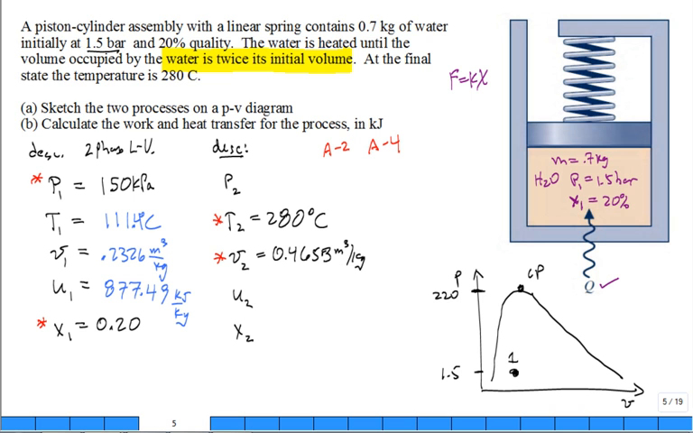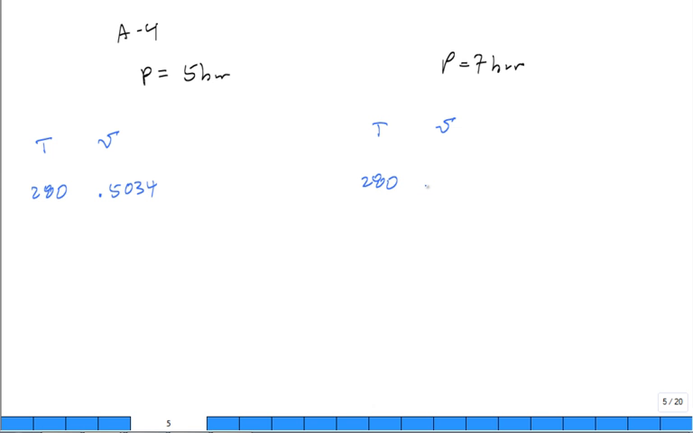Let me go to a clean page, insert new page. So table A4, we have a pressure block of 5 bar. We have a pressure block of 7 bar. We have a temperature line of 280, and we have the specific volume at 5 bar, 280, it's 0.5034, and then at 7 bar and a temperature of 280, the specific volume would be 0.3574. And what we want is the specific volume to be 0.465284 if you want more digits. Is this value between these two values?